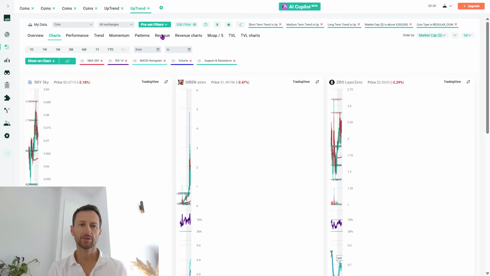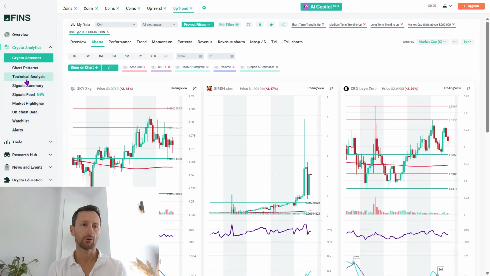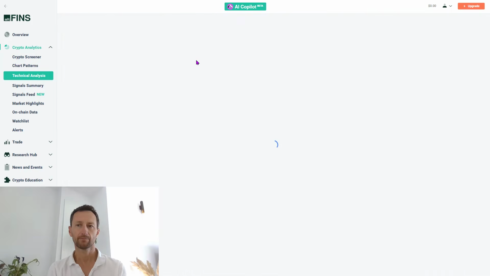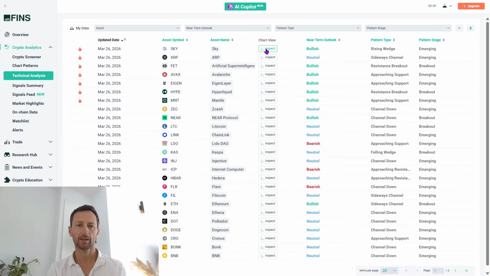You can find these trade setups also in our technical analysis section here. If we jump to that, Sky is actually on the first page, on the first line. We noted some of the hot trade setups with the flame icon here. Those trade setups we marked as having a higher conviction level.